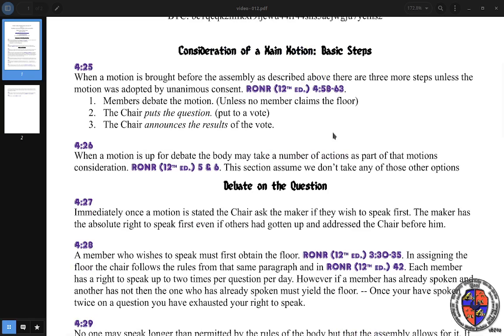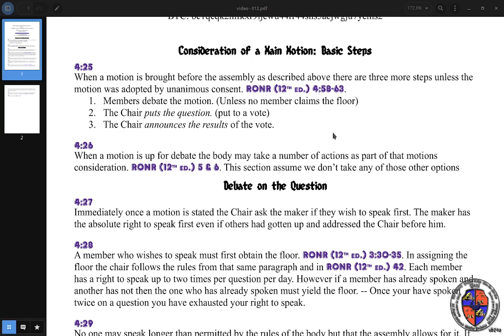Now, if you remember from the last video, we talked about how a person has to make a motion, how it has to be seconded, and then how the chair has to state it. Well, now we have 3 more steps that we must do. Now, you have debate. So this is where members go back and forth. Then the chair puts the question. That means to put it up for a vote. And then the chair announces the results.